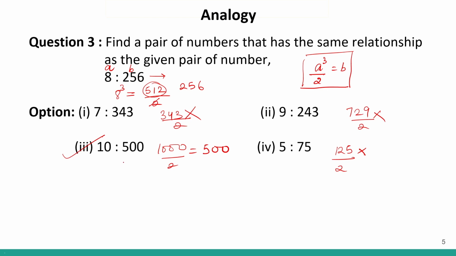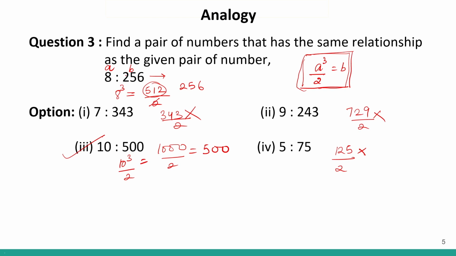So this will be the answer, that is 10 is to 500, because 10 cube is 1000, divided by 2, which is equal to 500. So this one follows the same logic. This was the logic. This one follows the same logic as the pair given in the question.